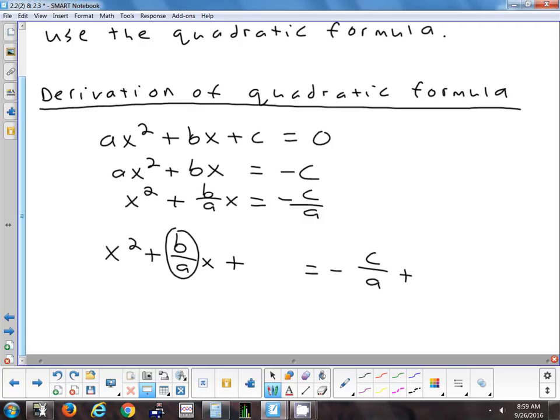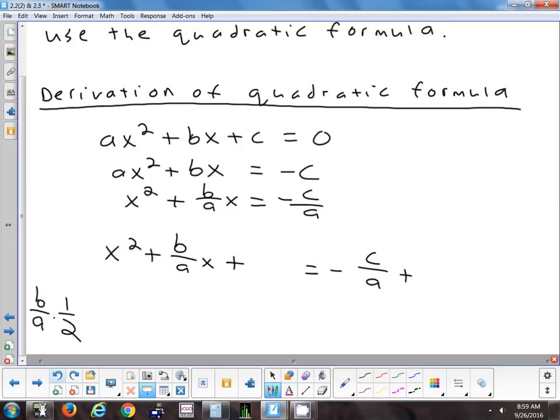At this point, we should probably do out this b over 2a squared. Okay. Amanda, what do you get when you square b? B squared. And what do you get when you square 2a? 4a squared.